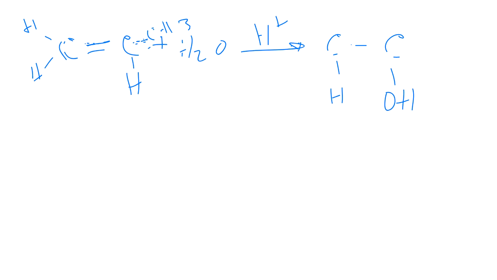The carbon with the fewer hydrogens gets the OH. The carbon with the greater number of hydrogens would get the hydrogen. So the least substituted carbon would get the hydrogen, and the more substituted carbon would get the OH. Or, the rich get richer, so hydrogen is going to be added to the carbon with the greater number of hydrogens.